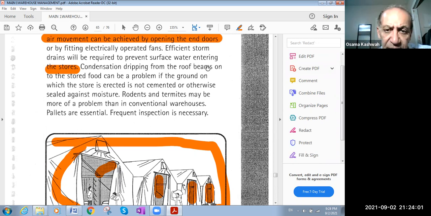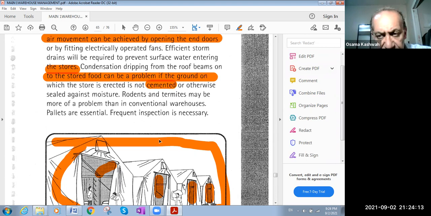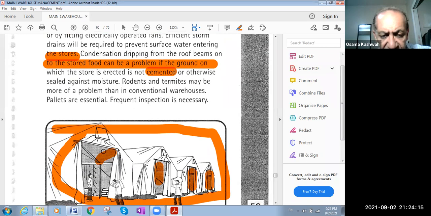Consider dripping from the roof beams onto the stored food, which can be a problem if the ground on which the store is erected is not cemented. So the ground must be cemented. Don't make an emergency warehouse in the mud. It should be cemented or asphalt or whatever, sealed against moisture. Rodents and termites may be more of a problem than in conventional warehouses. Pallets are essential, very essential to use here.